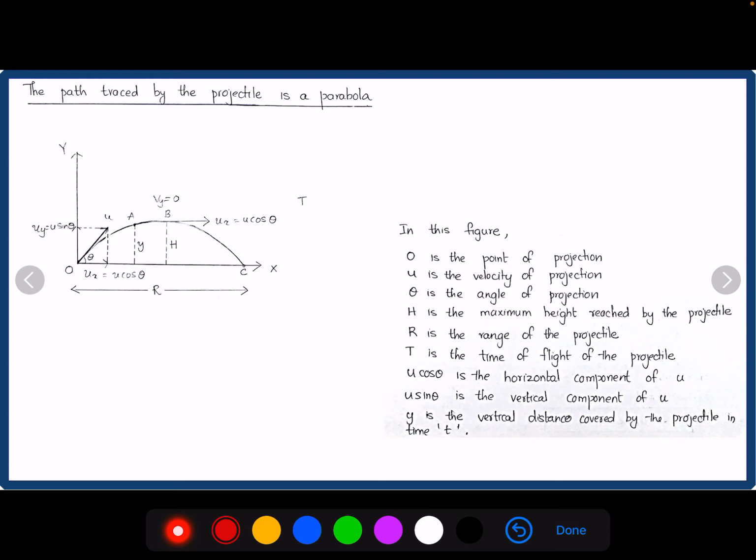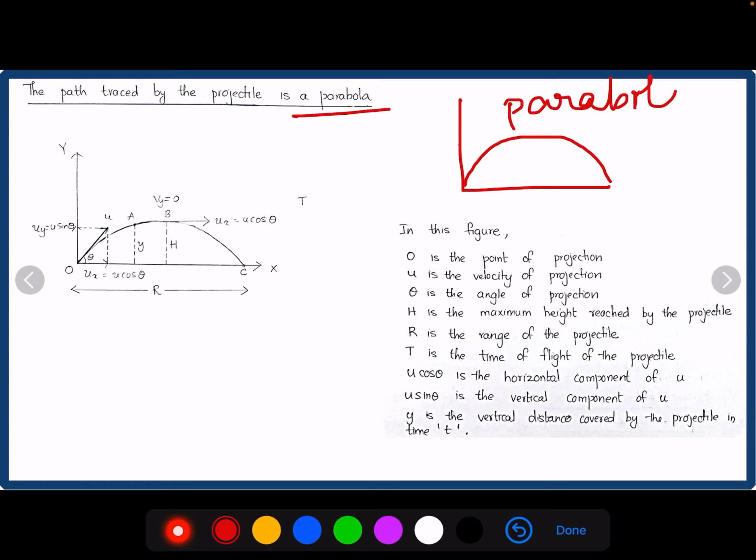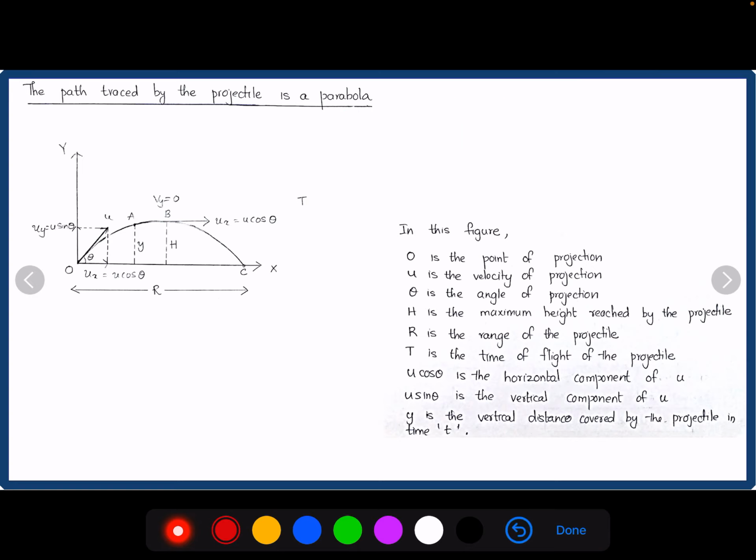Now, we have 4 derivations in this particular topic. The first one is we have to show that the path of the projectile is a parabola. Parabola means its shape is like this. So we have to show that the path traced by the projectile is a parabola. So now let's start the first derivation.